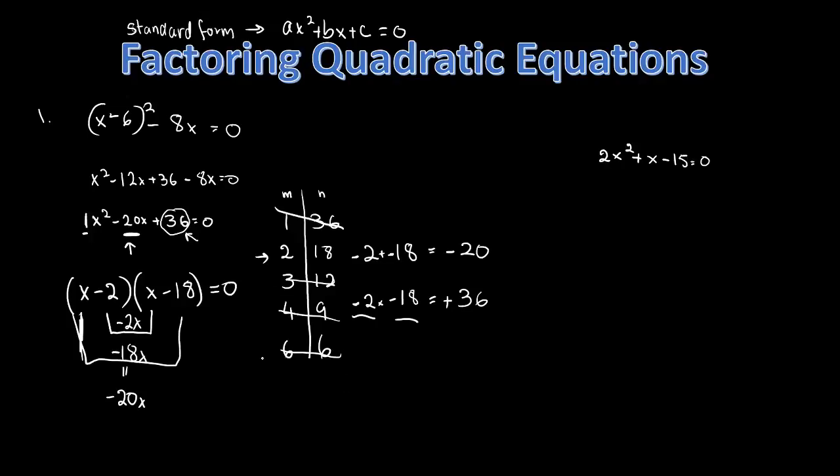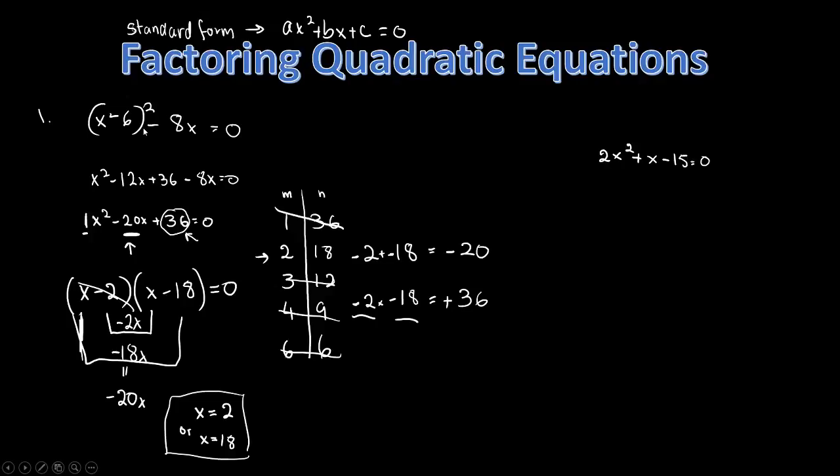Now that you have the factors, x minus 2 multiplied by x minus 18 equals 0, that means that x is equal to 2, or x is equal to 18, since this is equal to 0. So either x minus 2 is equal to 0, therefore x is equal to 2, or x minus 18 is equal to 0, therefore x is equal to 18. So these are our two possible solutions for that quadratic equation.